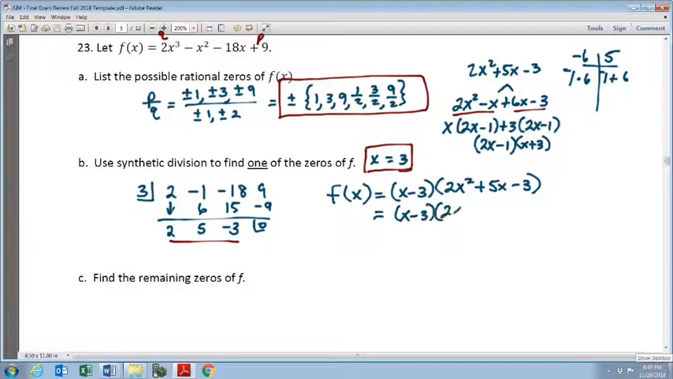So I'm going to go ahead and finish factoring down below. So you can see that -3 is another 0 besides the 3 that we already got. And if we set 2x minus 1 equal to 0, we'll get our other 0. It's going to be 1/2. All right, let's move on to 24.